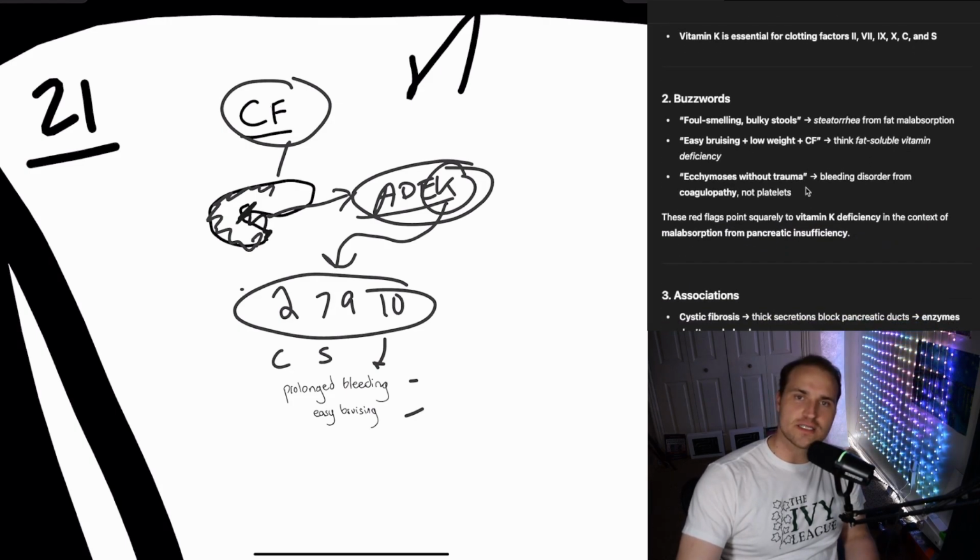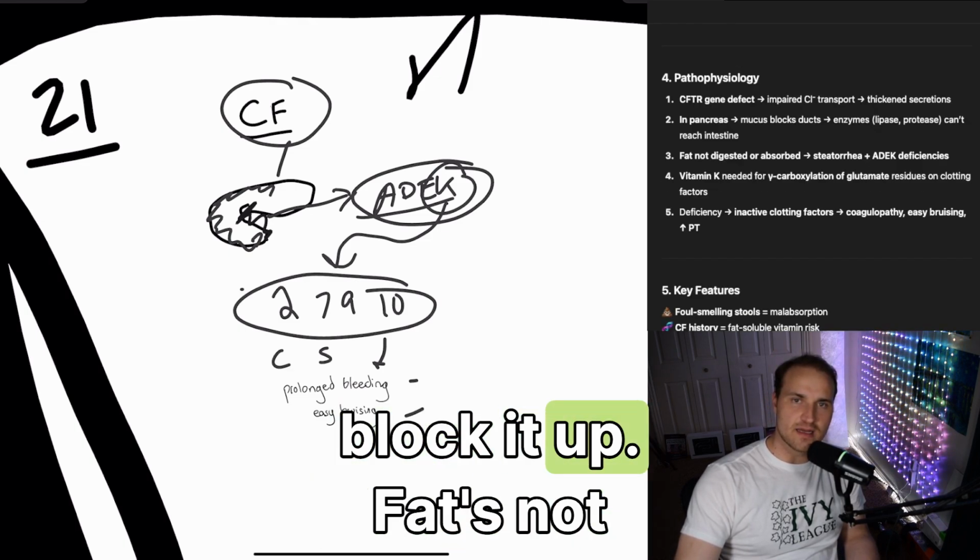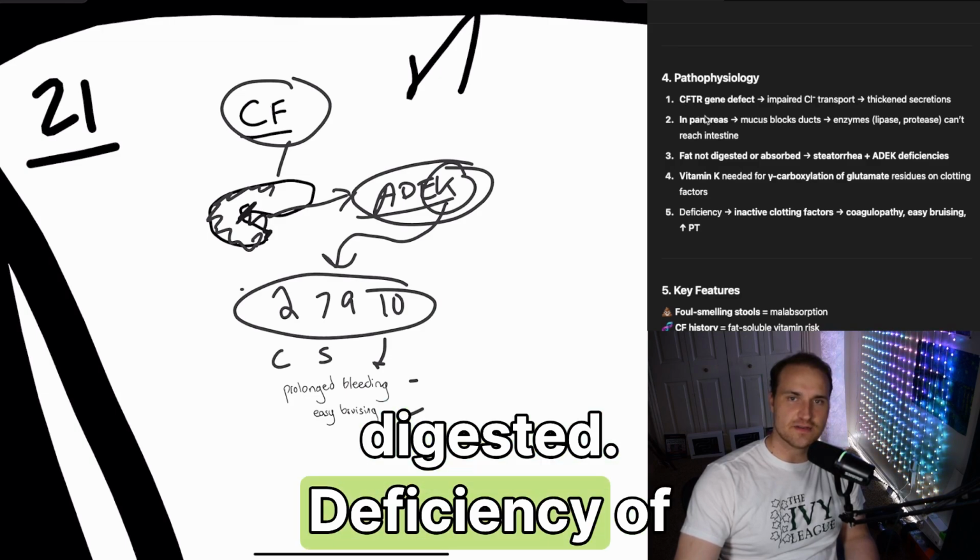So cystic fibrosis, here are the associations and the pathophys. The big thing to know is thick secretions block those pancreatic ducts. You get pancreatic insufficiency, so that's poor absorption, and fat is not going to be absorbed like it should. One of those is vitamin K. In the pancreas, it'll block it up. Fat's not digested. Deficiency of clotting factors.